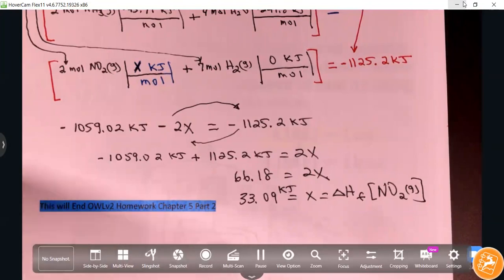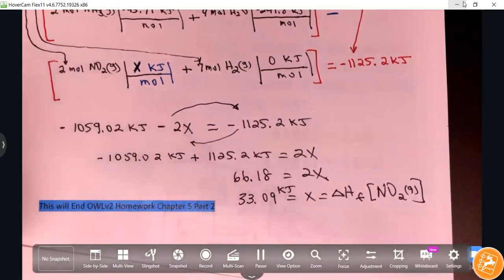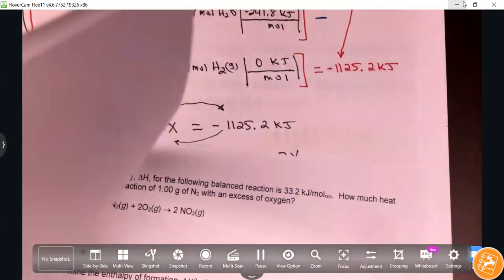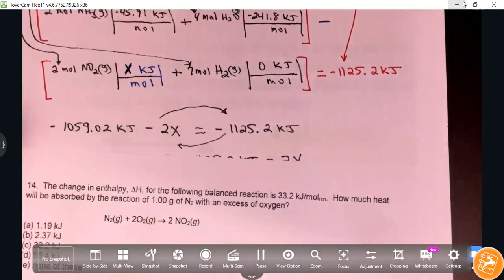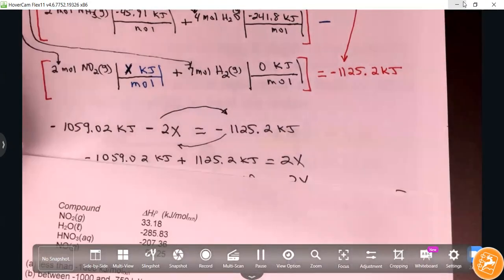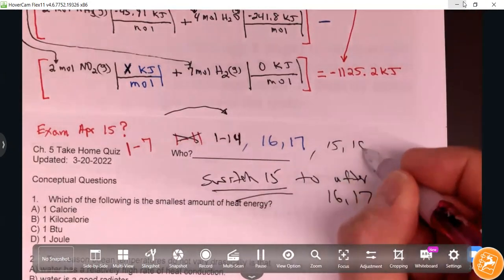So this finishes up. This is what you do if you're up to date on everything. This should be just the last part of Chapter 5, part 2. Okay, any questions? You should be able to finish up the last ones. There are only 2 problems now, I believe, 15 and 18. So you should be able to finish this off.